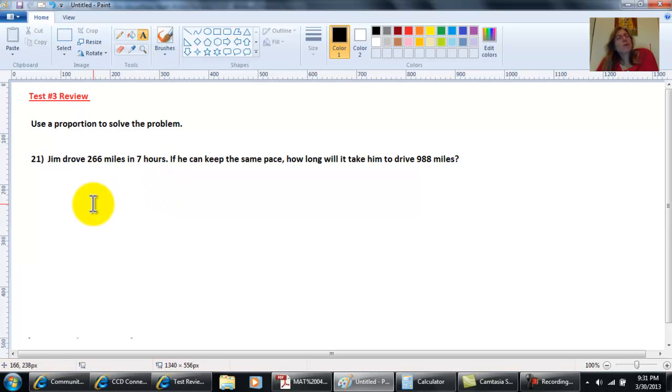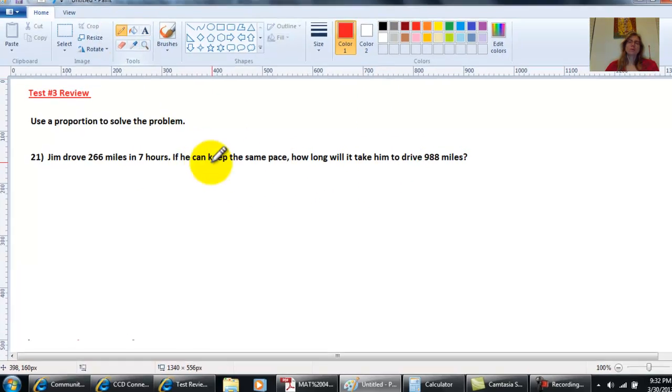Alright, this is problem number 21, and we're going to use a proportion to solve the problem. In this problem, Jim drove 266 miles in 7 hours. If he can keep the same pace, how long will it take him to drive 988 miles? So what they're asking you for is the time.